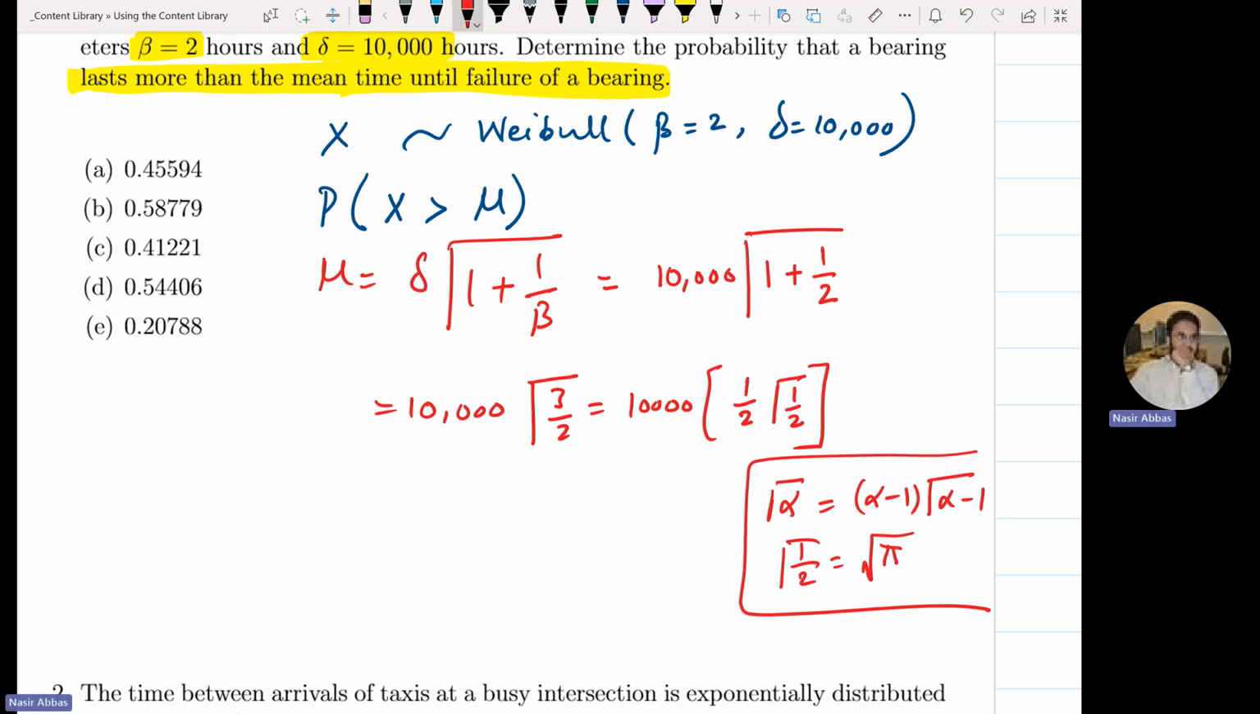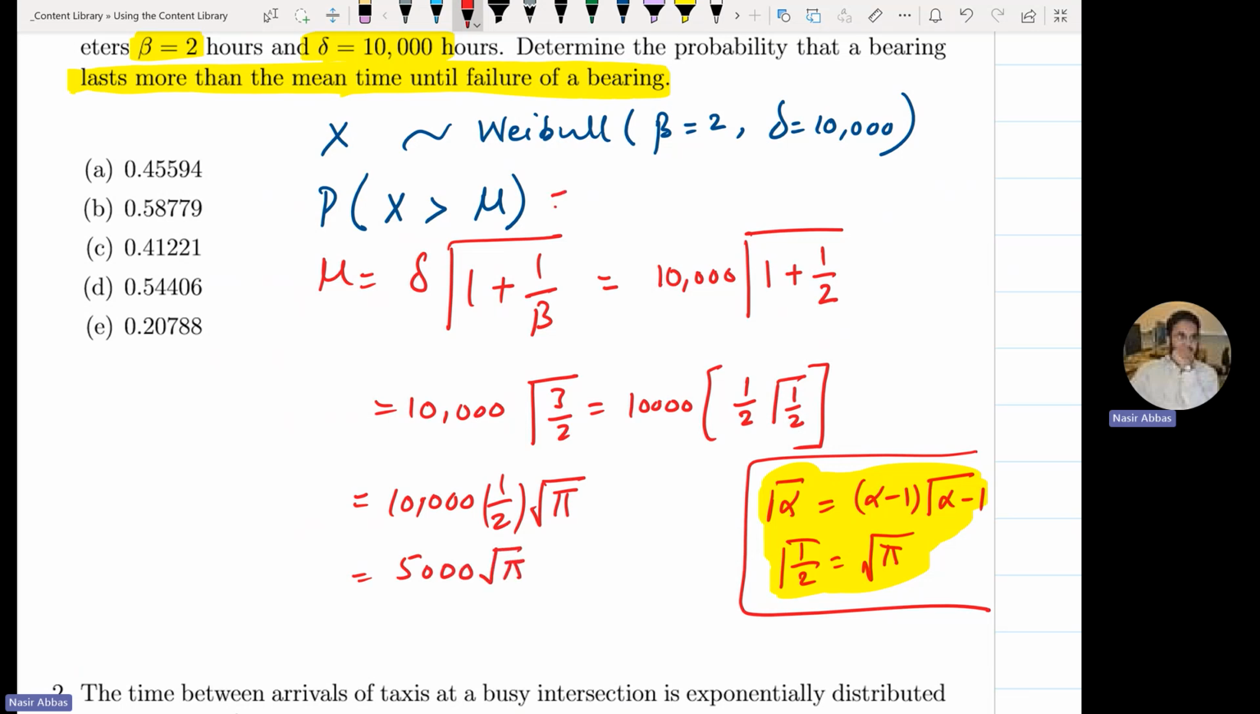The thing is that none of this information is given to you in the formula sheet. You need to know this. None of this information is given in the formula sheet. So this becomes 10,000 multiplied by 1 by 2 multiplied by square root of pi. And the mean comes out to be 5,000 multiplied by square root of pi.